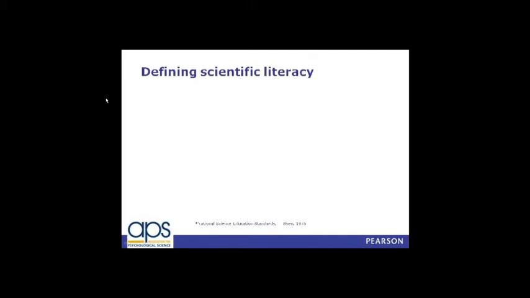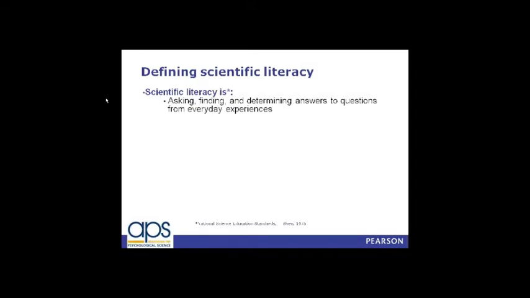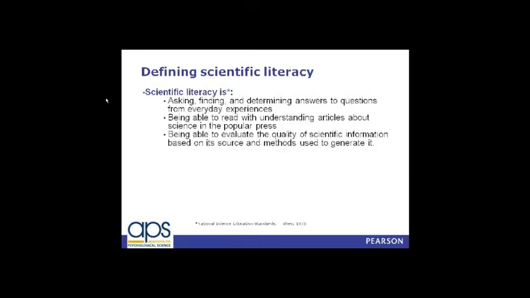According to the National Science Education Standards, scientific literacy can be defined as the ability to ask and find and determine answers to questions from everyday experiences. It's the ability to read and understand articles about science in the popular press. Also being able to evaluate the quality of scientific information based on its source and methods used to generate it. And we're not necessarily really talking about super high-level abilities here. I think that these are goals that can be accomplished over the course of a 4-year undergraduate education.